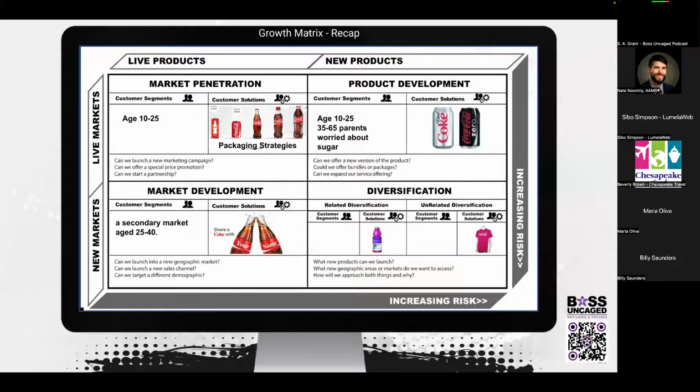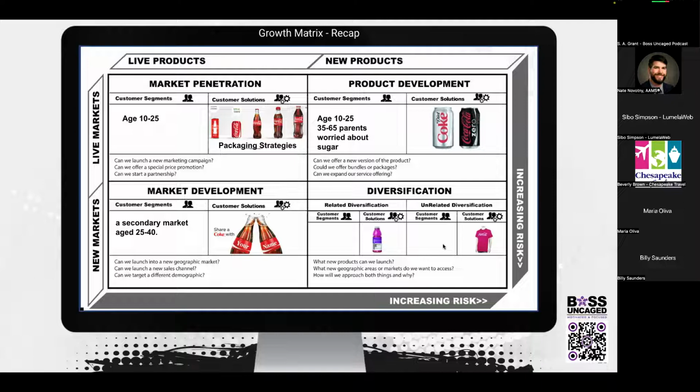So the recap of the growth matrix, if you're looking at it from this viewpoint, you can kind of see, okay, ages 10 to 25, they're giving different size Cokes. The secondary market, they're putting their name on it. Parents are complaining about sugar. Let's give them Diet Coke, Coke Zero. Related diversification essentially is saying that it's a new product for a new market, and in this case would be sport players with the power drinks. And then last but not least is unrelated, which we talked about, which is essentially merchandising, which has nothing to do with the original product whatsoever.